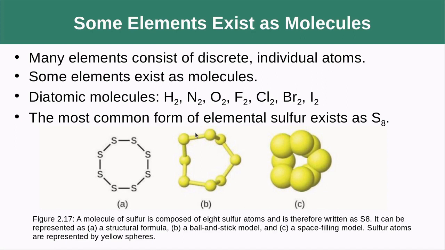So many elements consist of discrete little individual atoms, but some of them like to form more complex structures. A lot of the classic ones are diatomic. You're rarely ever going to find a loose hydrogen atom. You're always going to find H2, N2, O2, F2, chlorine, bromine, and iodine. These guys are always going to want to find another atom friend nearby and pair off. Sometimes it's even more complicated. The most common form of sulfur is actually S8, where it forms this kind of twisted ring structure.